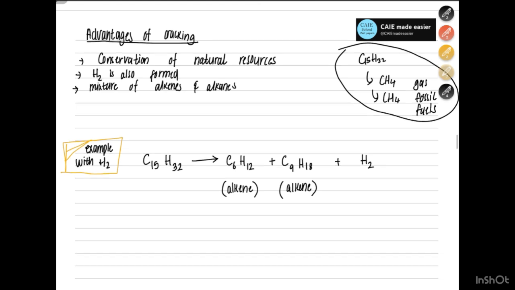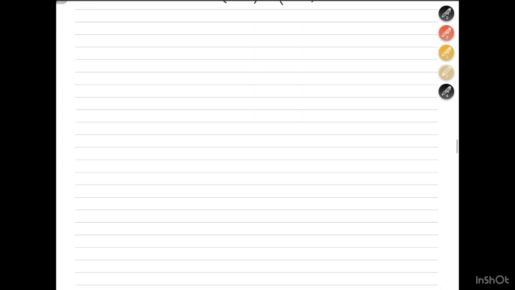Now we'll go for reactions of alcohols. So first we'll specifically focus on ethanol. And in ethanol we will look at the manufacture of ethanol. How can ethanol be produced from nature, from another hydrocarbon, to be specific?